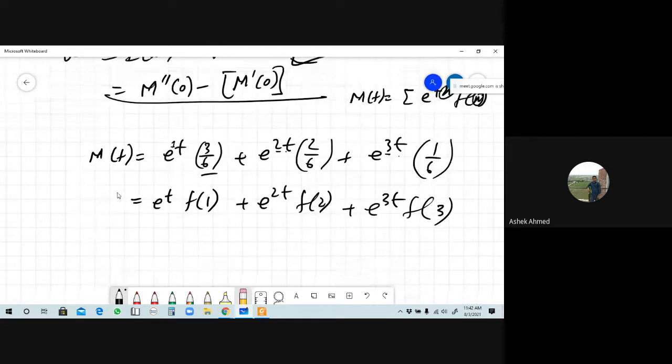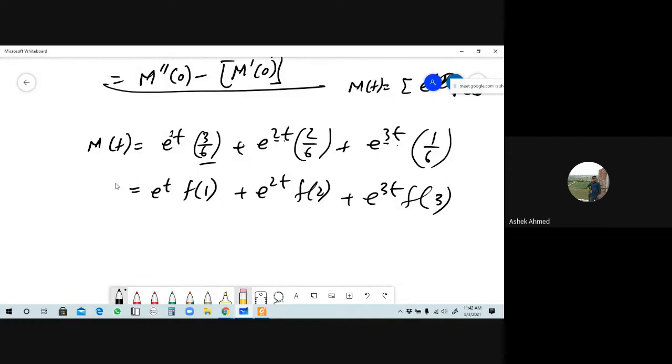So we can say that this will be the result: the summation of e to the power tx into f of x, if the values of x are 1 up to 3, then you will get these results here. Okay. Yes, sir.